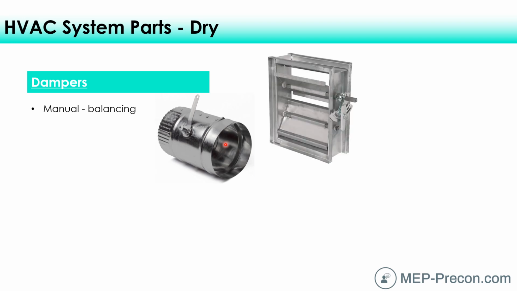Here's another manual balancing damper, but this is going to be a little bit more expensive. And this is just a little more heavy duty. It could be for a larger size duct, so it's not so flimsy. It could be for higher pressure applications, and sometimes there might be gaskets around here if you want it to be really tight sealing.